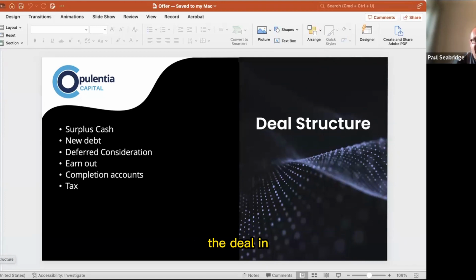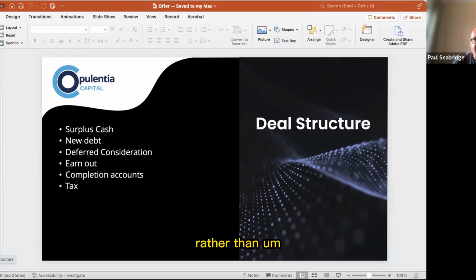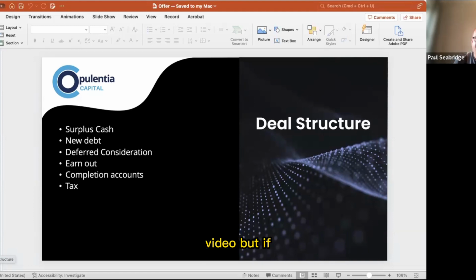If we structure the deal in the right way, they could take that surplus cash as consideration, which means that they'll only pay capital gains tax on that cash rather than any income tax or dividend tax. So we're not going to get into the discussions of all of that in this particular video. But if surplus cash is used, then we'll explain all of that.